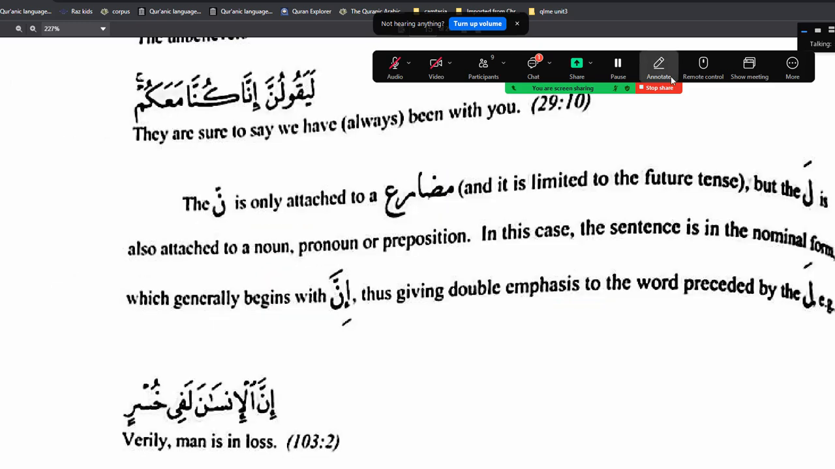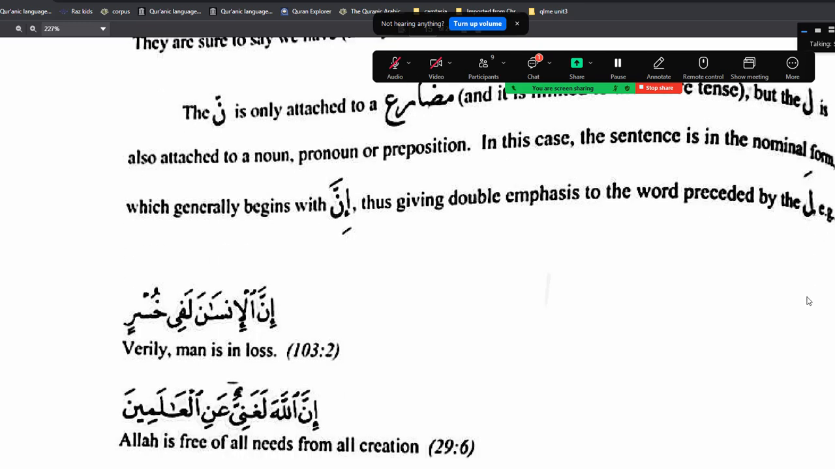Okay? Last point is, the noon with a shadda is only attached to a fi'l mudare, and it is limited to the future tense. But the lam of emphasis, lam with a fatha, is also attached to a noun, pronoun, or preposition. This we have already learned. In this case, the sentence is in the nominal form, which generally begins with inna, thus giving double emphasis to the word preceded by the lam with a fatha.